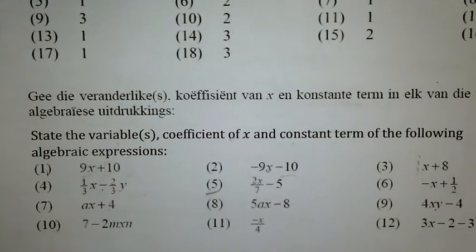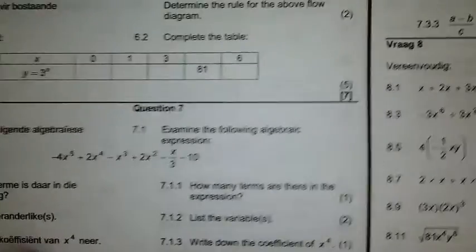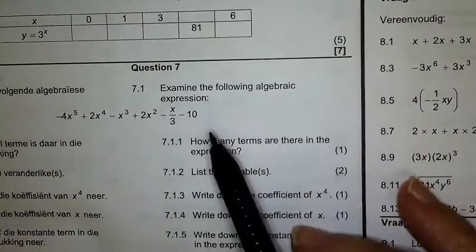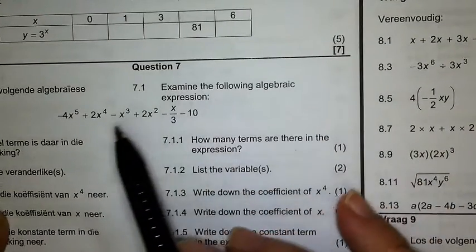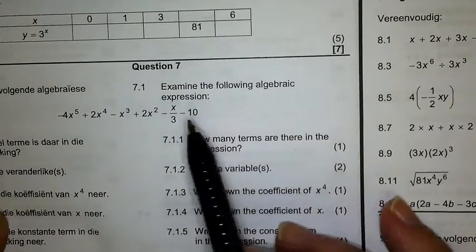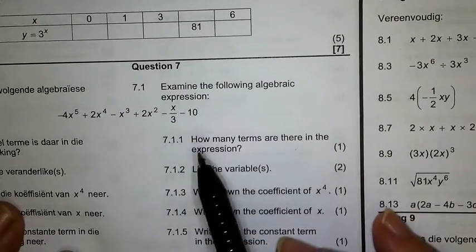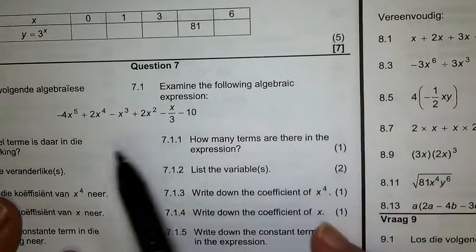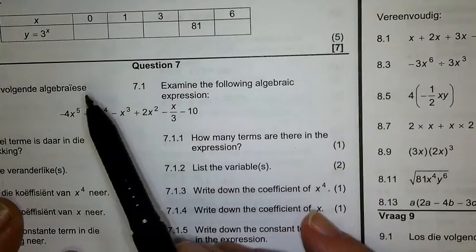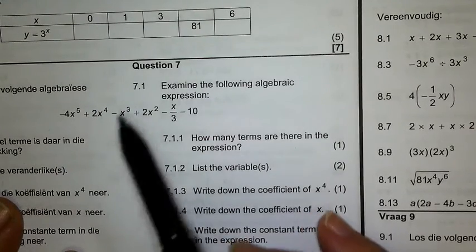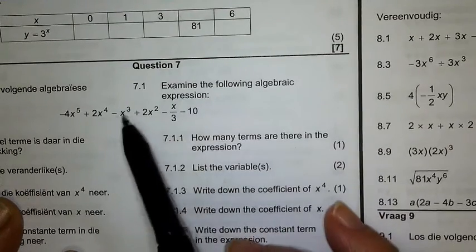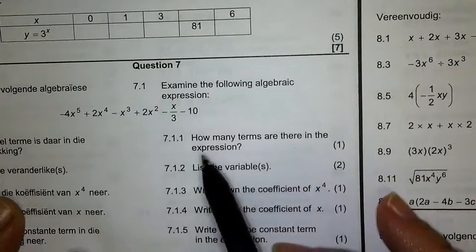Okay, so let's look at exam questions. So if you look at this booklet, now we say, examine the following algebraic expression. Examine means you must just look at it and make sure you understand what's going on there. First question is, how many terms are there in the expression? For 1 mark. So now you know plus and minus separates. So that's separation, separation, separates, and so you carry on. And then you count 1, 2, 3, 4, 5, 6. So it will be 6 terms.